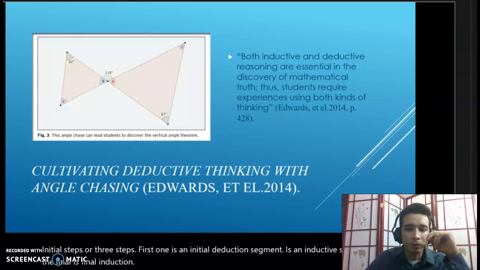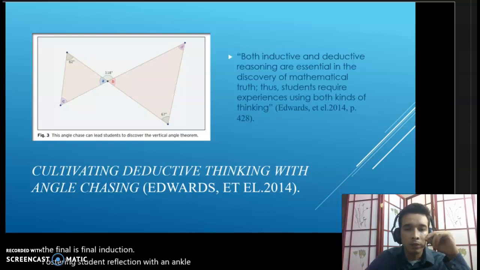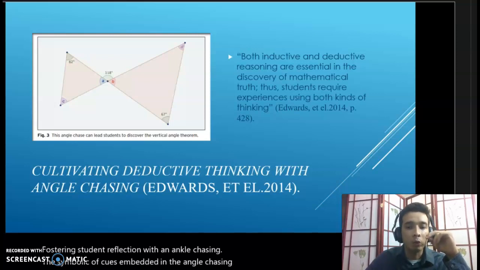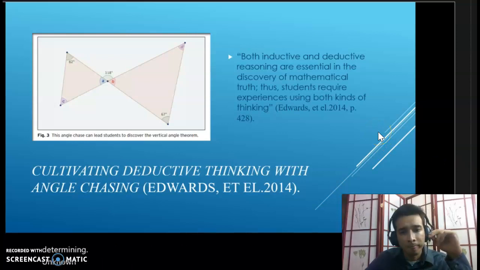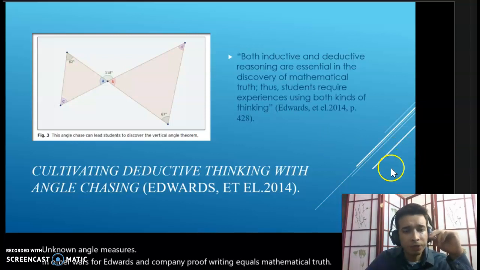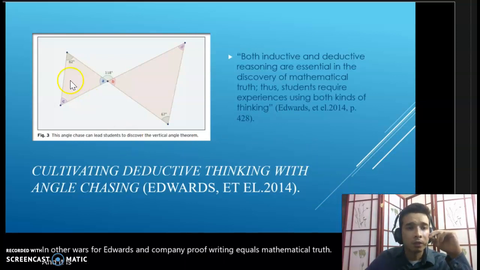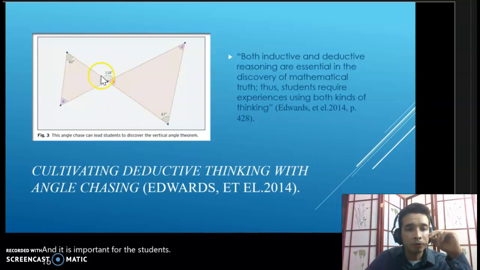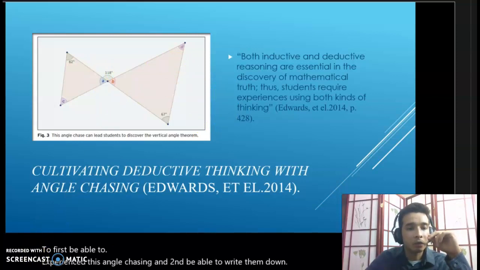Fostering student reflection with angle chasing, the symbolic cues embedded in the angle chasing provided students with clues for determining unknown angle measures. In other words, for Edwards and company, proof writing equals mathematical truth. And it is important for students to first be able to experience this angle chasing, and second, be able to write them down in mathematical formal proofs.